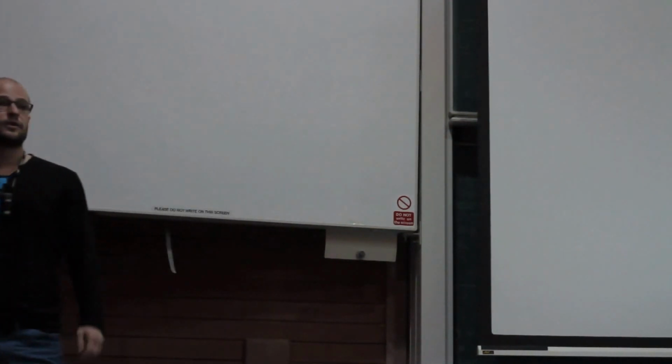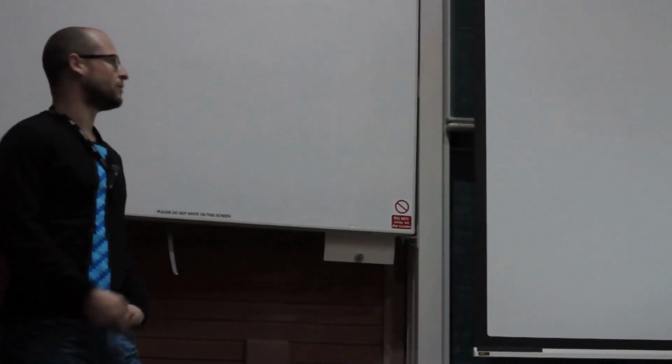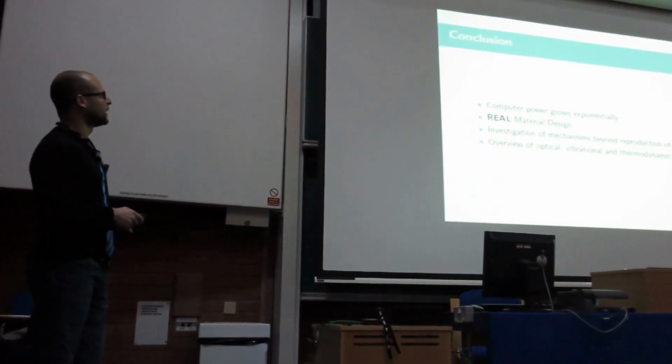Okay, so in conclusion, I showed you the computers are very powerful. They're probably going to take over humanity very soon. Third, I explained what we want to do, real material design, which is not just properties prediction. And I showed you some examples from completely different fields of physics to explain how perovskite works.